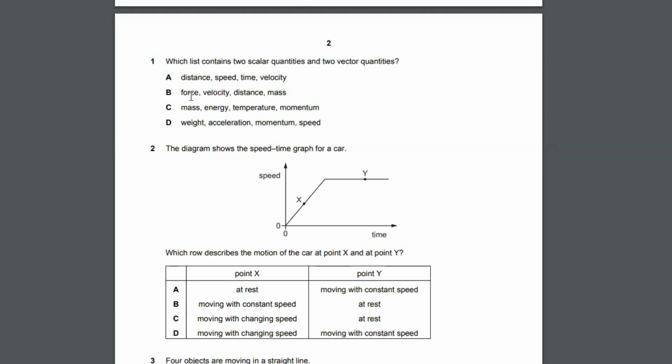So the answer would be B, because B has force, as force is equal to mass times acceleration. Now acceleration itself is a vector quantity. This arrow means this is a vector quantity. So force is also a vector quantity. Now velocity is change in distance upon time. Velocity is also a vector quantity. Distance is a scalar quantity. Mass is also a scalar quantity. We write the unit for mass as kilograms.